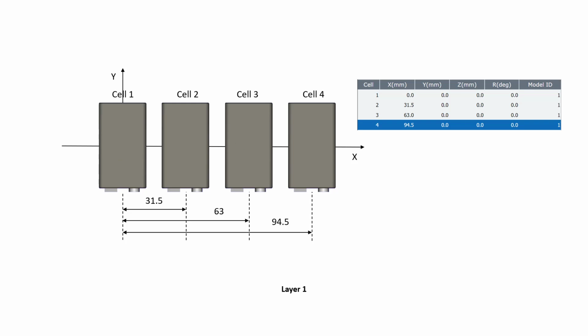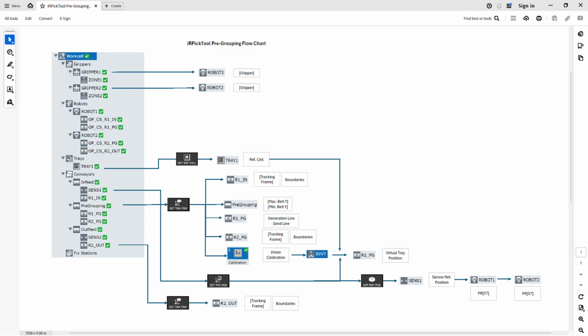Since the tray is on the same plane as the tracking frame, we only need to teach the origin and the X direction. So we don't need to teach the Y direction of the tray, but we're going to do that later when we set up the tray position on the in-feed conveyor, as I show you here on this diagram. We're going to have the sensor on the in-feed conveyor. We're going to set the tray position, and this is going to be our origin for the tray.